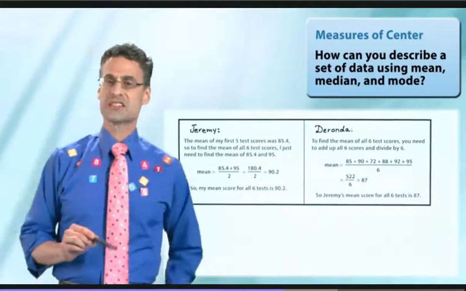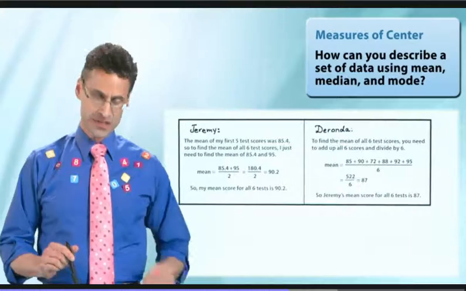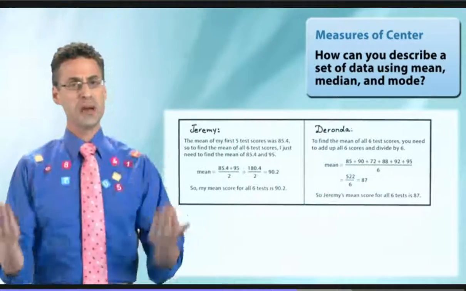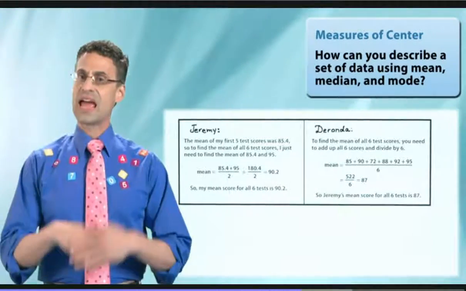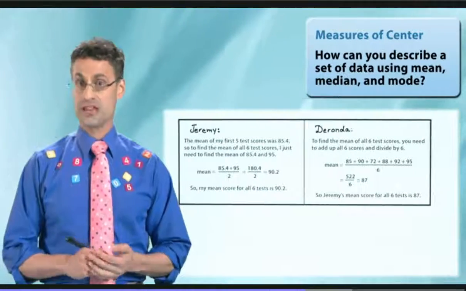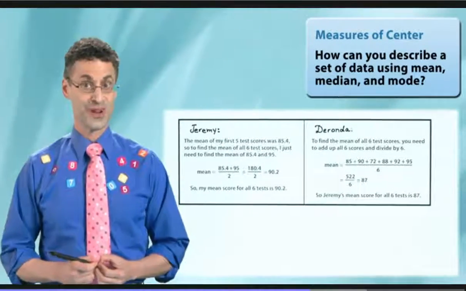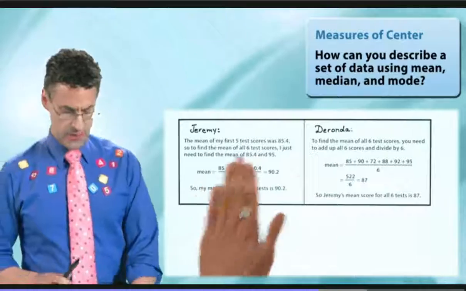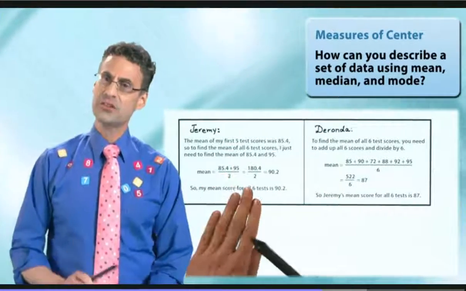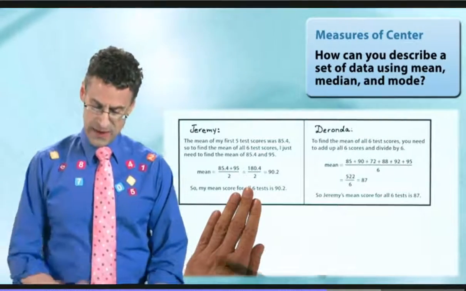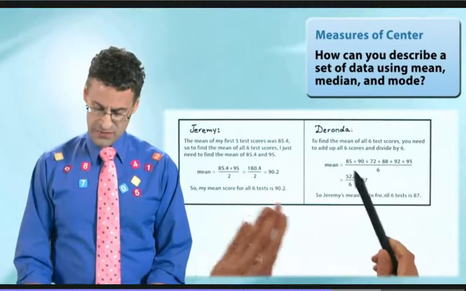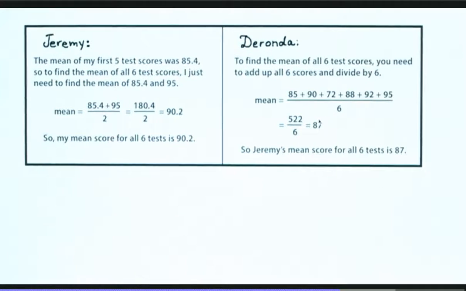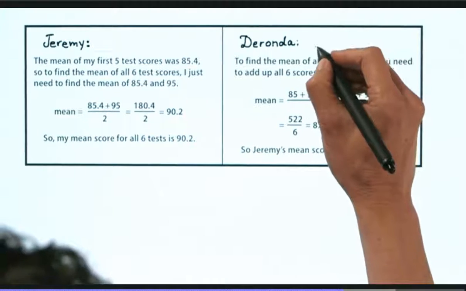Well, let me give you a chance to stop and think about this for yourself. Do you think that Jeremy is correct, or do you think that Deronda is correct? Remember, if you ever have a bunch of numbers and you want to find out their mean, you want to add them all up and divide by the total number of data you have. I'll give you a second to think about it, and let's see who's right. Well, even though I really like what Jeremy did, he actually did not do it correctly in that he wasn't finding the mean of all 6 scores. To find the mean of all 6 scores, you have to add up all 6 scores, as Deronda did, and then divide by 6. So, in fact, Deronda's solution is correct.